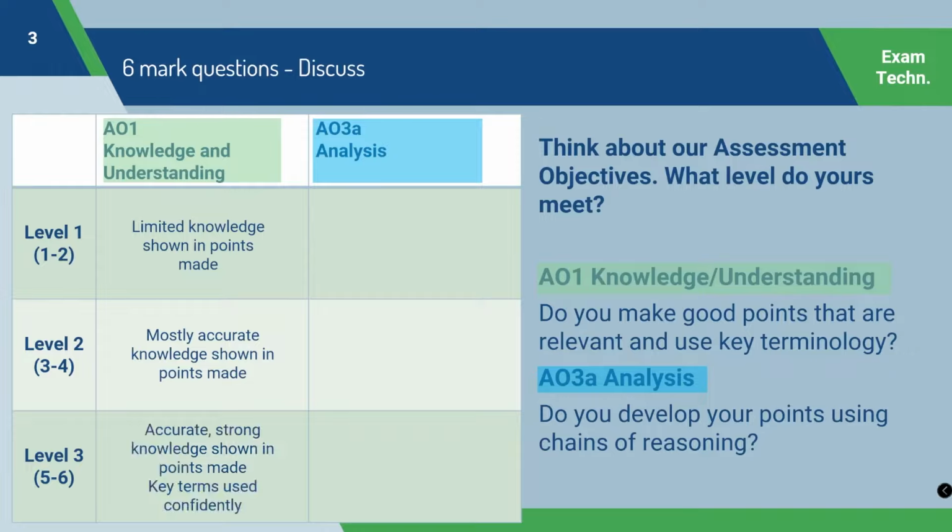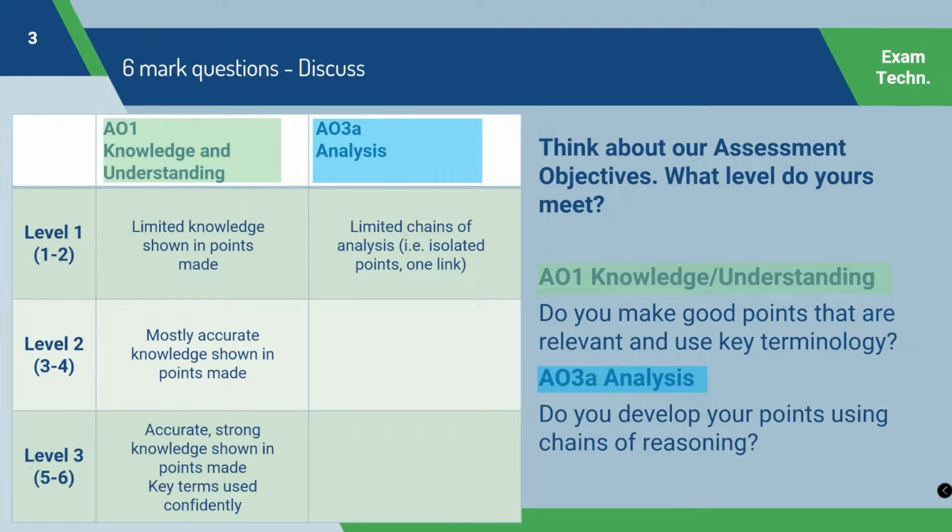For level 3, you'd want strong knowledge shown, so two really good points made, we talked about two paragraphs, and then key terms being used confidently. For analysis, it's all about those links. So you've made your point, how much further can you take those? And this is where we'd use our connectives, maybe because, leads to, therefore, or anything else that's going to take one point and add that little bit of depth, make that chain of reasoning.